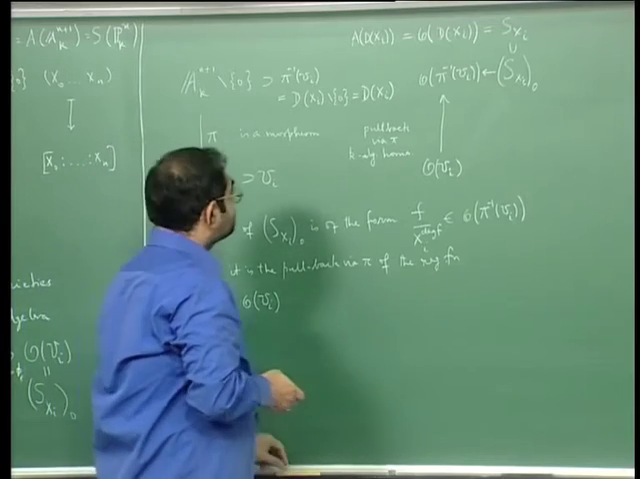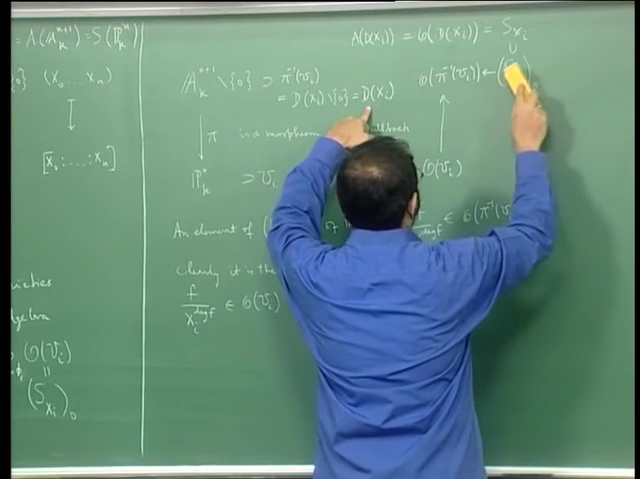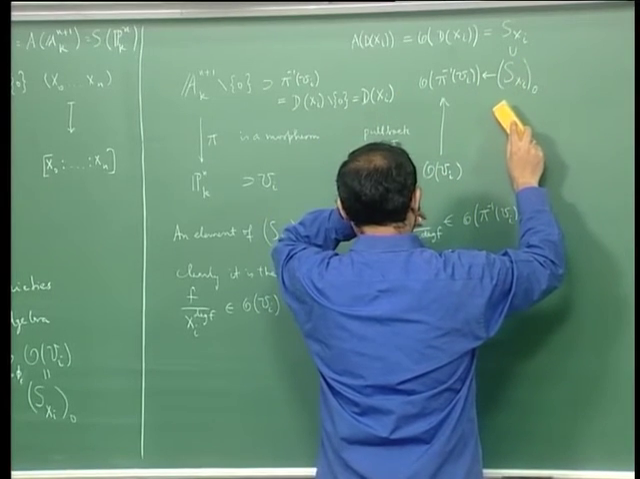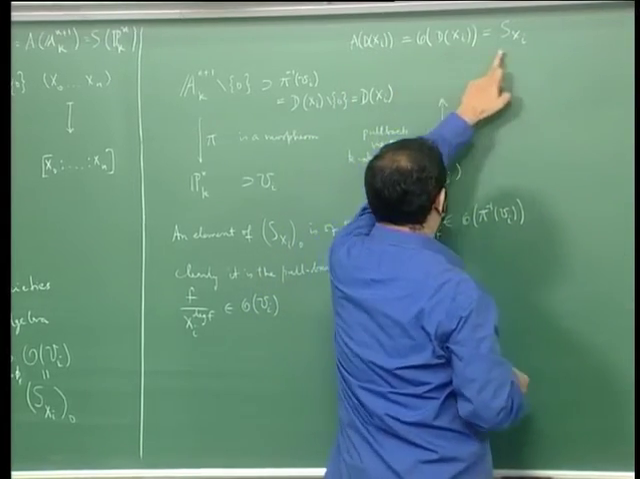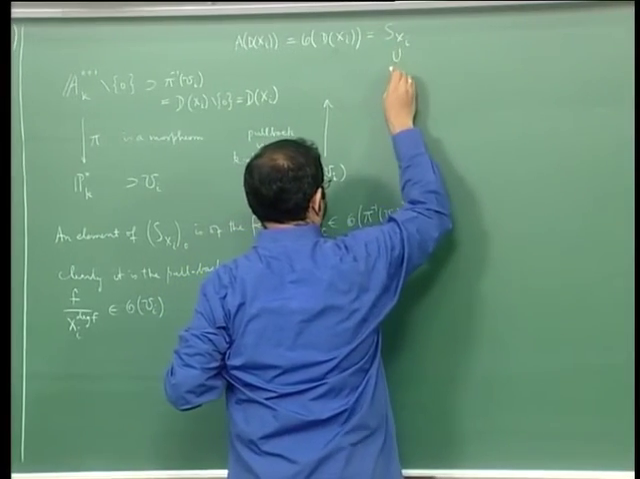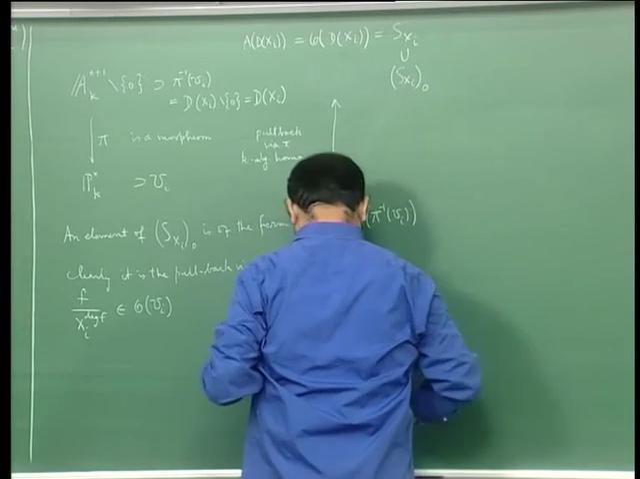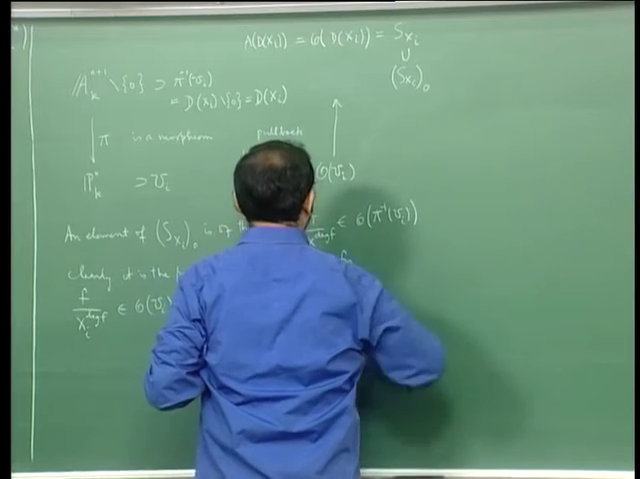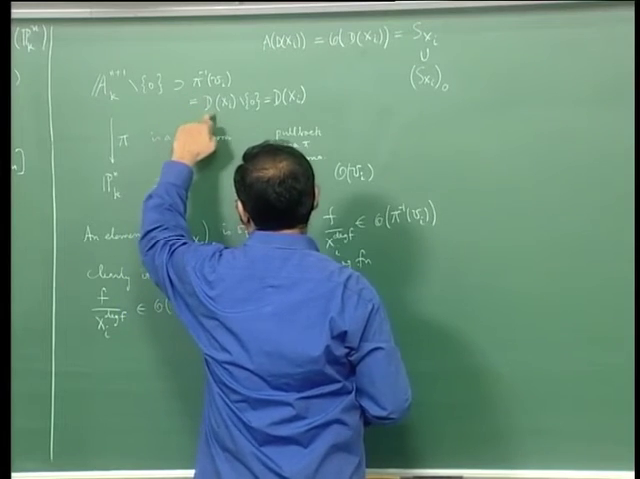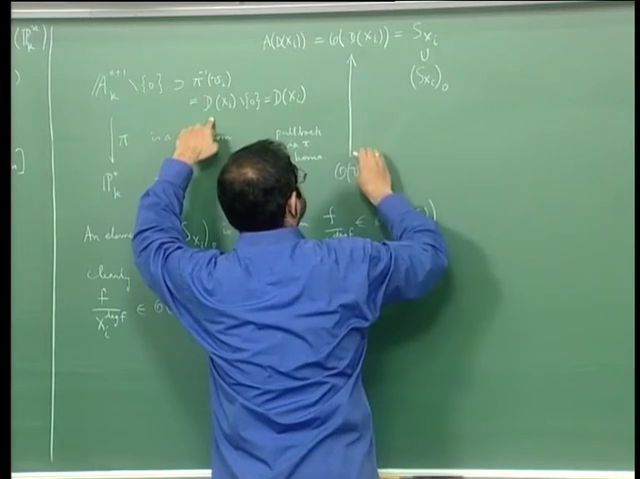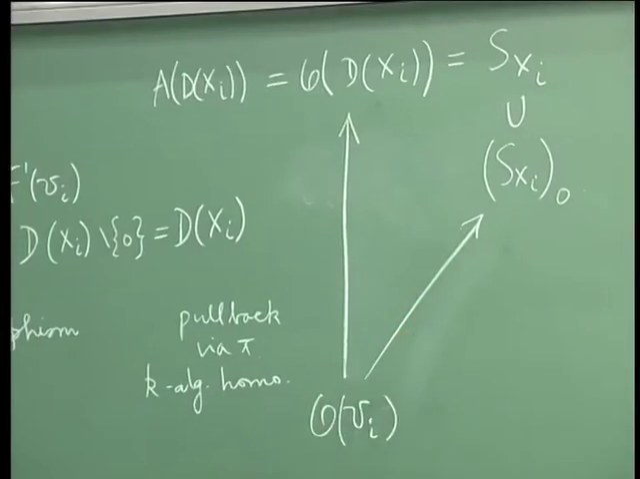And the other thing is, of course, pi inverse of Ui is just D(xi), and this D(xi) will of course have affine coordinate ring S_xi, of which, if you consider it as a graded ring, the degree 0 part is S_xi localized at 0. The claim is that this pullback map, which goes from regular functions on Ui to regular functions on D(xi), factors through this, and it is an isomorphism. That is the claim.